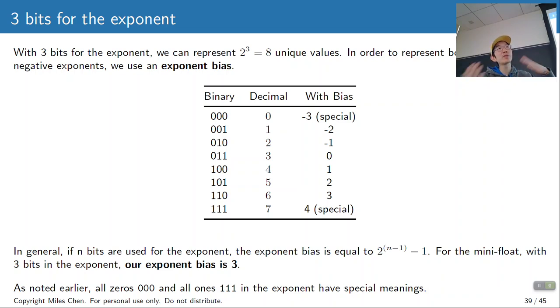With 6 numbers, half of those are positive. So I got 1, 2, 3. 1 is a 0, and the rest are negative. So I can represent values from negative 2 to positive 3. And this means I have an offset or a bias of 3.